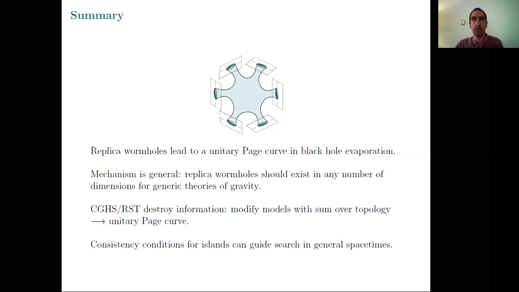Again, in 2D, I mentioned this briefly, information loss and other alternatives like remnants don't seem as problematic as they would be in higher dimensions. But the fact that you get a unitary Page curve, I view as a pro for including these topologies. But it's hard to say anything without having the UV complete model. And like I said, with CGHS and RST, I think it's an important point to remember that it was never derived in a top-down way. So maybe it doesn't exist.